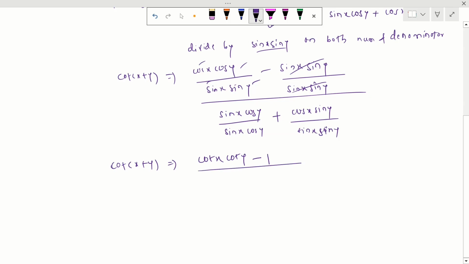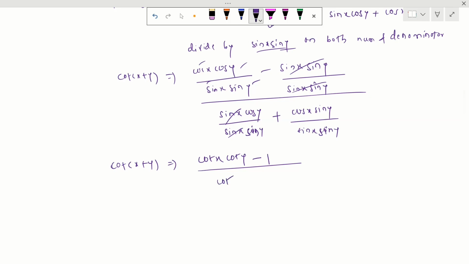Now in the second one, the sin x will get cancelled, and we are dividing by sin y. Now this sin x will get cancelled. Cos y divided by sin y is what?